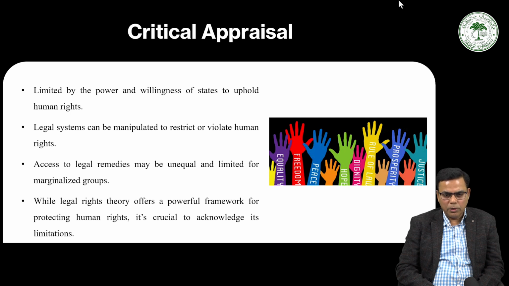Again, access to legal remedies may be unequal and limited for marginalized groups. In a country like India, we have to understand that the cost of justice is very high. For example, if a person's rights have been violated or infringed upon and he is trying to seek the help of the judiciary, he has to start from the lower court and go to the high court and the Supreme Court, and that will take a lot of time. So for marginalized communities and individuals, it becomes very difficult to realize the rights that the legal rights theorists are trying to promote. While legal rights theory offers a powerful framework for protecting human rights, it's crucial to acknowledge its limitations.